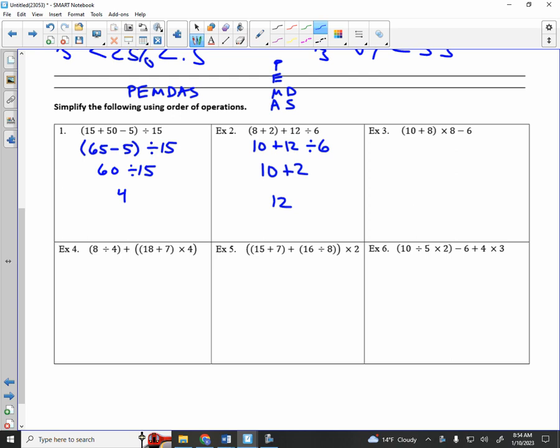Next one, you might want to do the multiplication first, but again, we must move to parentheses. 18 times 8 minus 6. 18 times 8, if you don't know what it is, go ahead and write it out and multiply it. 8 times 8 is 64. And 8 times 1 plus 6 is 14. So 144. Minus 6 is 138.